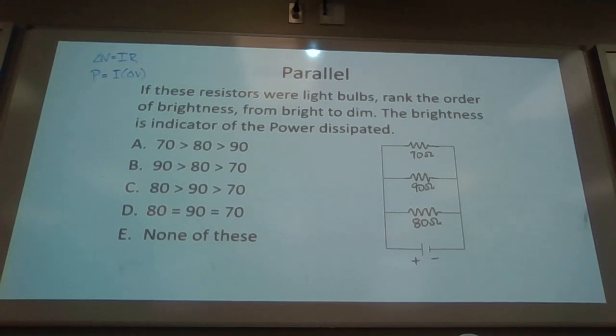The voltage is the same across each one of those. It's in parallel. So what's going to have the most power is the one that has the most current. The one that has the most current is the one that has the least resistance.